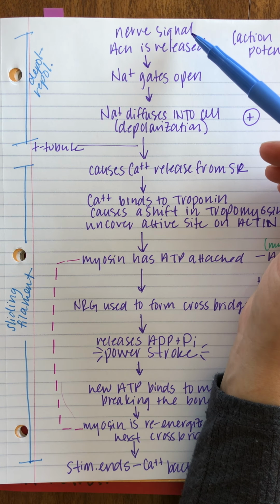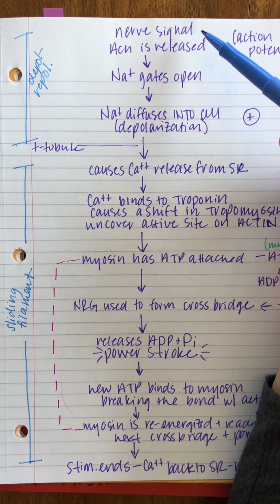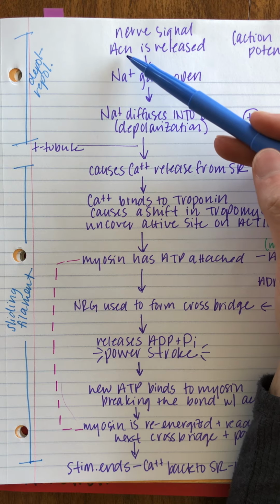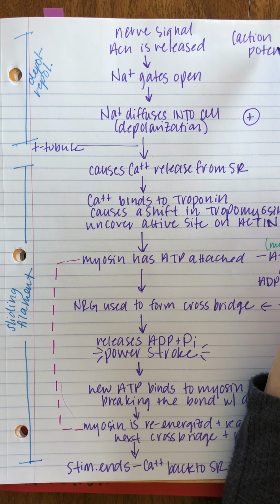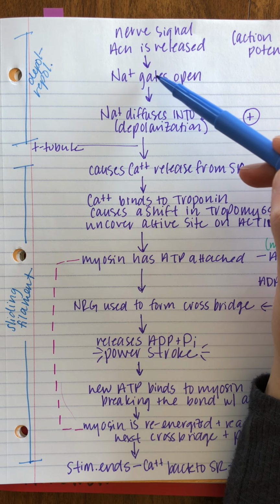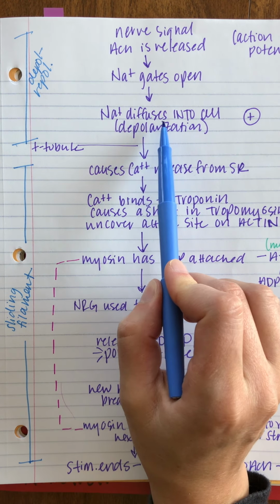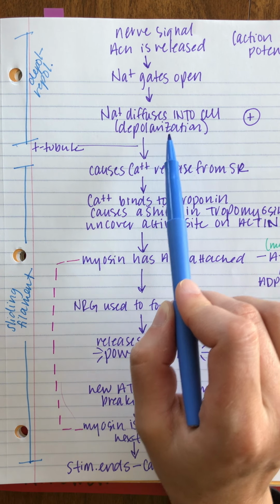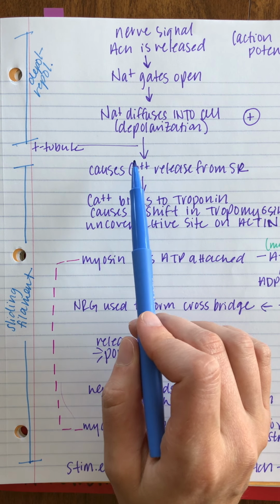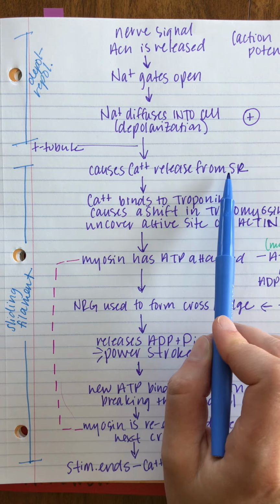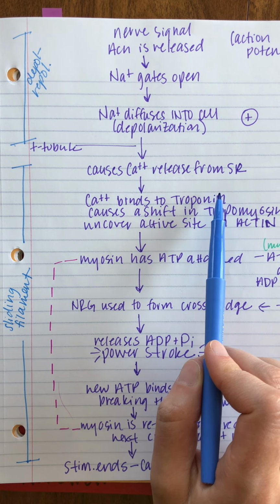We get a nerve signal that arrives from the nervous system at the synaptic cleft where a nerve innervates a muscle cell. Acetylcholine is released. We call this an action potential. The acetylcholine release opens the sodium gates. Sodium then diffuses into the cell, making it more positive. We call this depolarization. Again, we'll get more into these details on the nervous system. With the sodium influx, calcium is released from the sarcoplasmic reticulum.